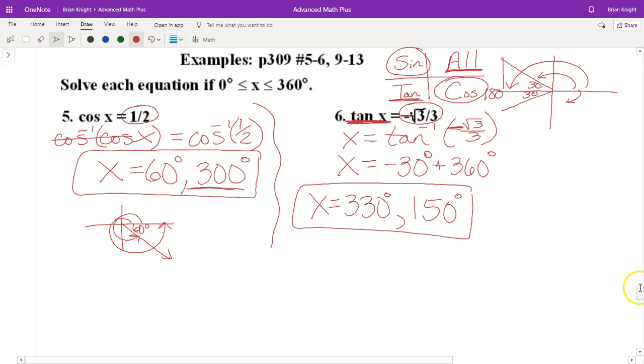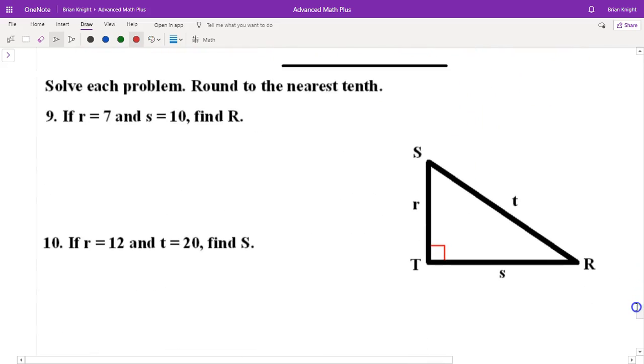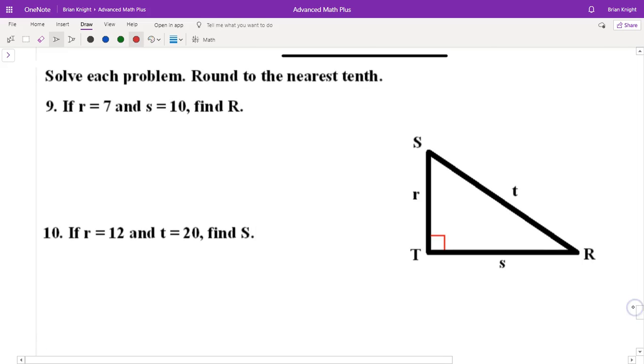Now we're going to solve some triangles here. It says, solve each problem, round to the nearest tenth. So we're not solving the entire triangle yet. We're still just finding specific parts. It says R equals 7, so this side is 7. S is 10. And it wants us to find capital R, which means that's the angle.